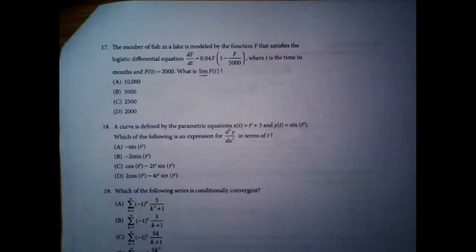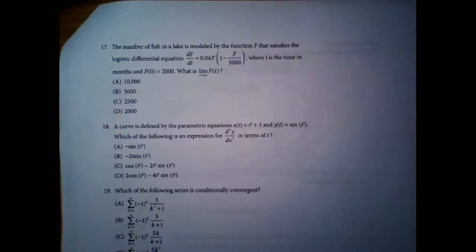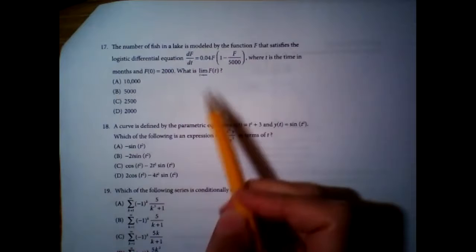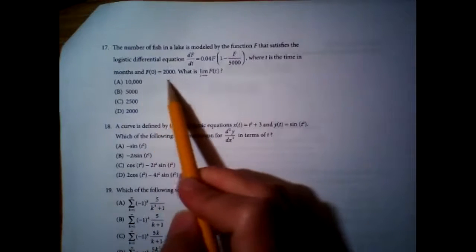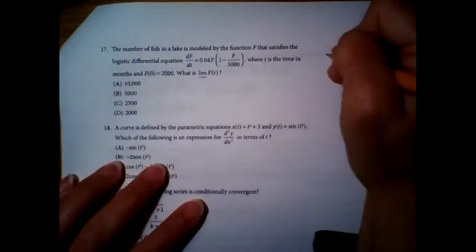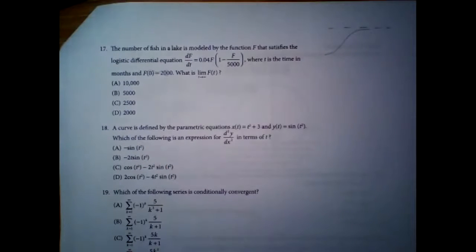This is your logistic equation. It says it's a logistic differential equation. Number of fish in a lake is modeled by this function f that satisfies df dt equals all of this. Times in months, they give you an initial condition, but you actually end up not needing that for this. They just ask, what is the limit as time goes to infinity? So remember, for those logistic equations, it kind of goes up like this, and you have that carrying capacity. You think of a population, in this case of fish, the environment can only support so many fish, and it's where is it going to level off?